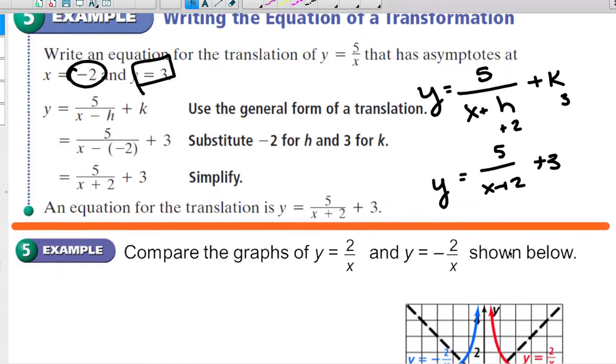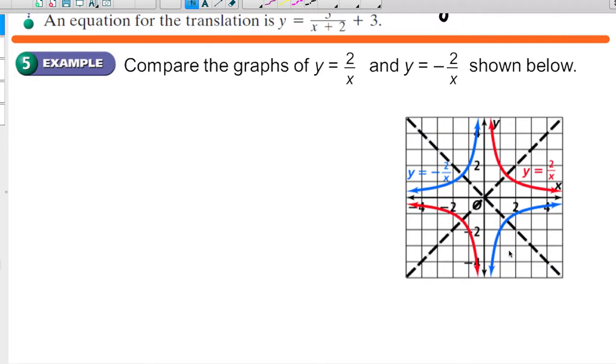Okay? All right, now this suggested example from the author says compare the graphs of y equals 2 over x and y equals -2 over x. Your answer for this would be that 2 over x would be your quote-unquote parent function, and -2 over x would be your translation. And that was a reflection over the x-axis. So where y equals 2 over x has branches in the first and third quadrants, y equals -2 over x has branches in the second and fourth quadrant. So you would use that sort of language, right?